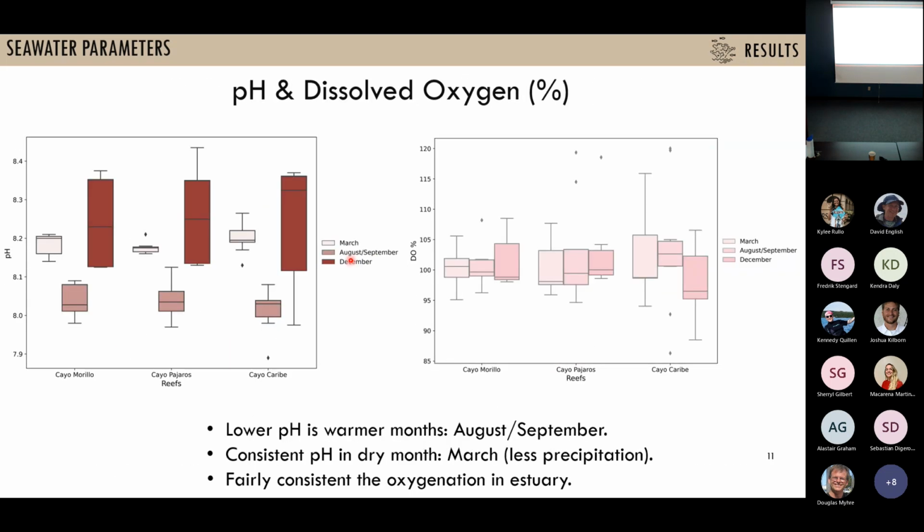For pH and dissolved oxygen, we saw lower pH in the warmer months, which were August and September. But basically very consistent pH in the dry months, which were March and December. And in terms of the dissolved oxygen, in this graph here, we see fairly consistent oxygenation through all the samples.